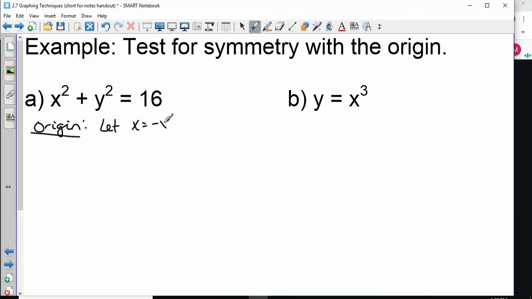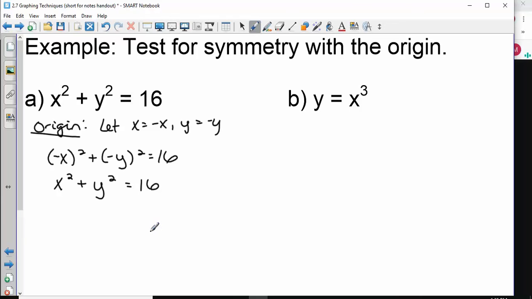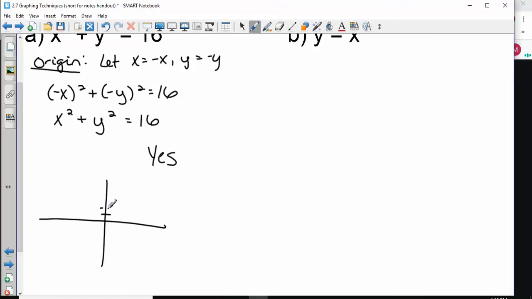So you replace your x with a negative x and your y with a negative y. So negative x squared is positive x squared. Negative y squared is positive y squared equals 16. So it gives me back what I started with. So this one is a yes. Do you guys know what this graph is? X squared plus y squared equals 16? It's a circle. That one's just a circle with a radius of 4.